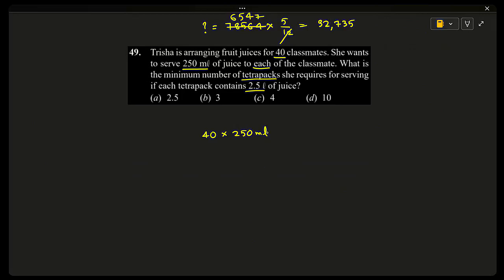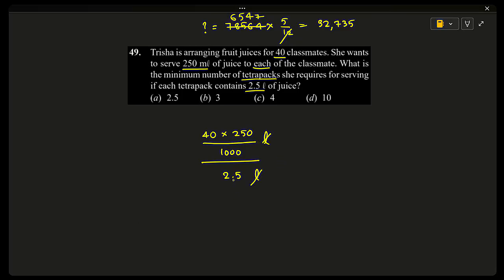To convert milliliter into liter, we can remove the milliliter units, just divide by 1000. Why? Because 1000 milliliters is equal to 1 liter. Then we can write liter. So this is the total volume or the total capacity of the juice you want to serve to all the classmates. And then each Tetra pack has 2.5 liters. So you can divide it by 2.5 to get the number of Tetra packs to be purchased. So liter gets cancelled, and now we can do this simplification.